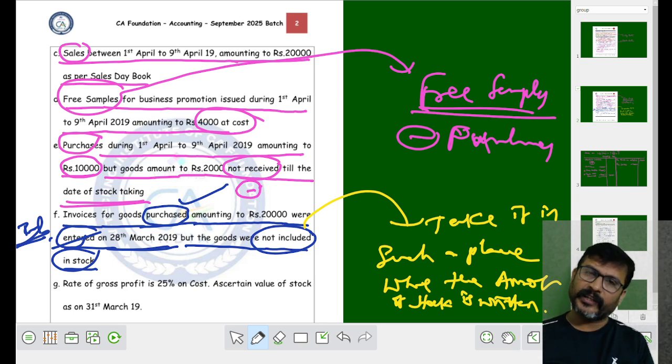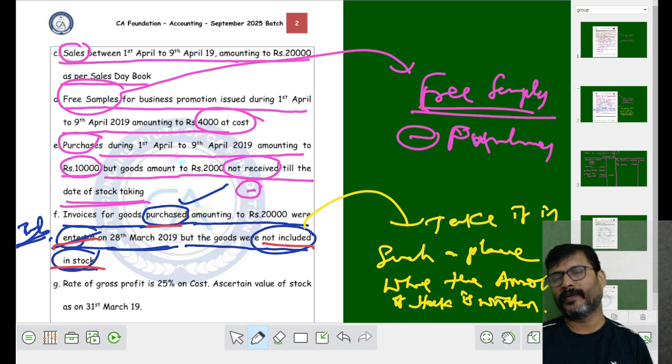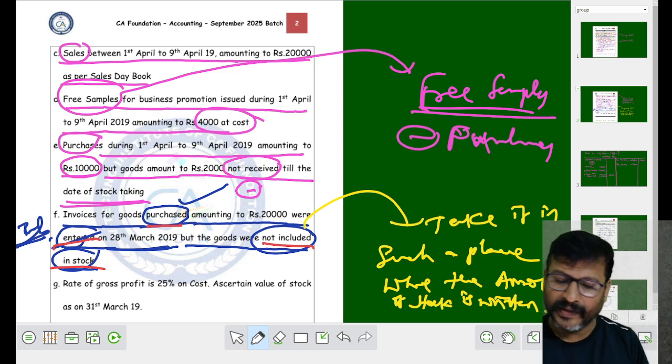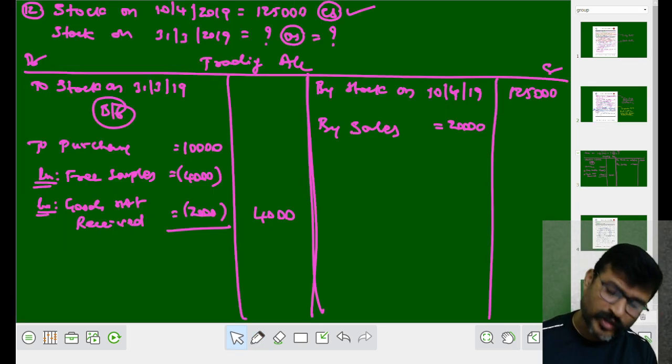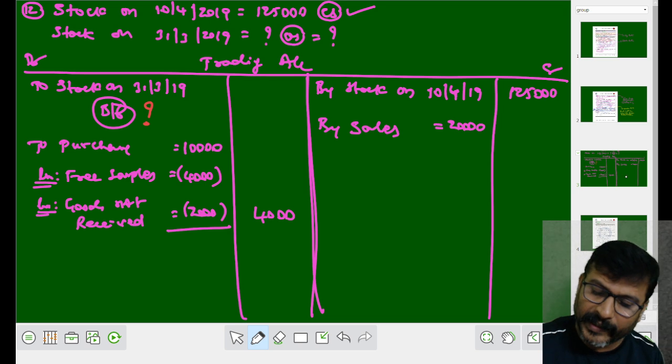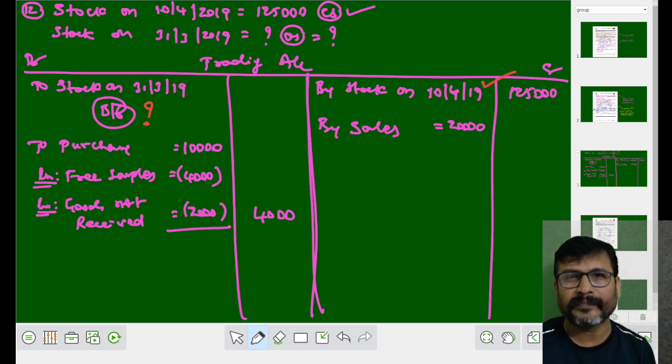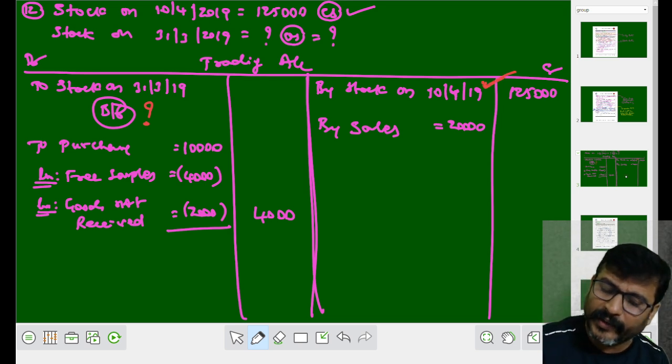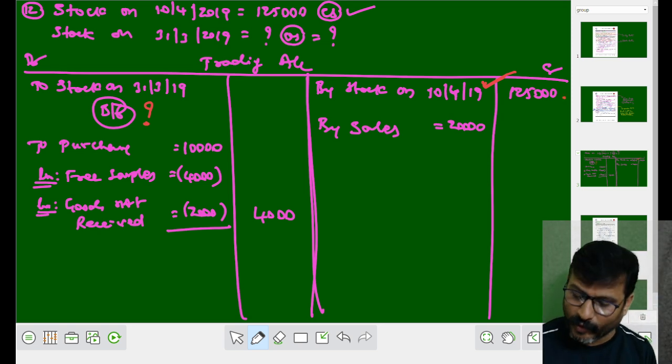You have purchased the goods. You have entered. What you have done? You have purchased. You have entered, but not included in stock. Then now what to do? Record in such a place where the amount of stock is written. See, my dear student, where the amount of stock is written? Here the amount of stock is written. Amount of stock is written on what side? Credit side. Now where to write? We have to record it on credit side.